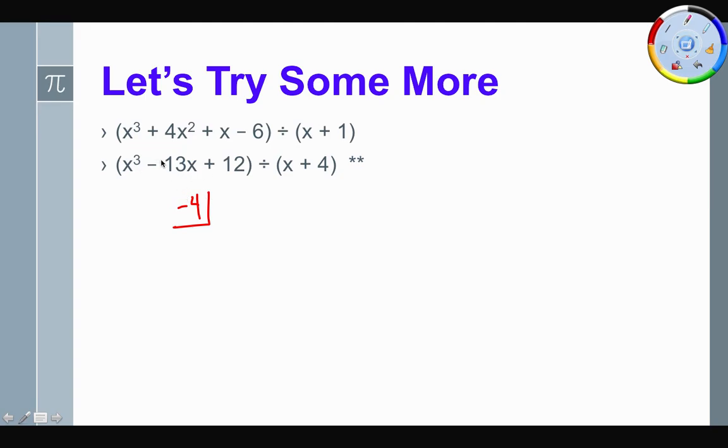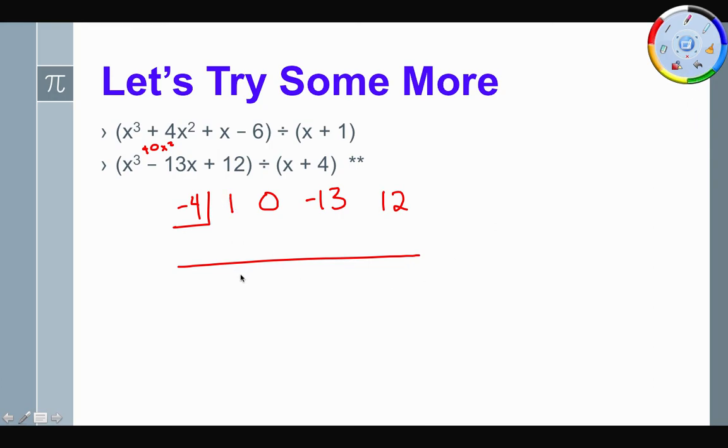Notice x cubed minus 13x plus 12 is missing an x squared, because technically there's a plus 0x squared up here. And I have to include that coefficient. So I get a 1 and a 0 for my x squared, a -13 for my x, and a 12. So this is very important that you get that 0, or you will get the wrong answer.